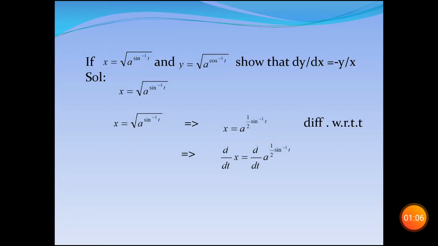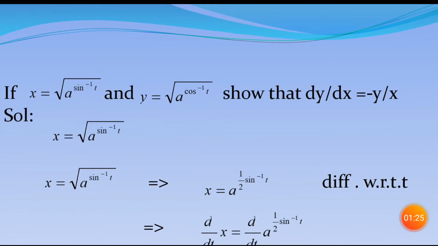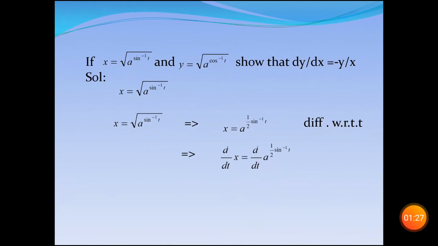In this video I took an example: x equals under root a power sine inverse t and y equals under root a power cos inverse t. Show that dy upon dx equals minus y upon x. This is what you have to show. Now how to solve such questions?